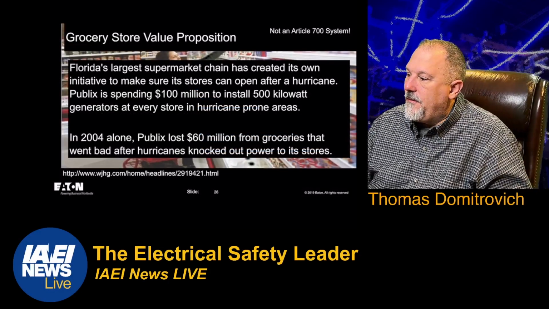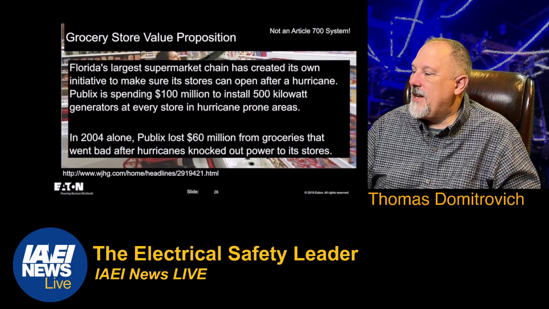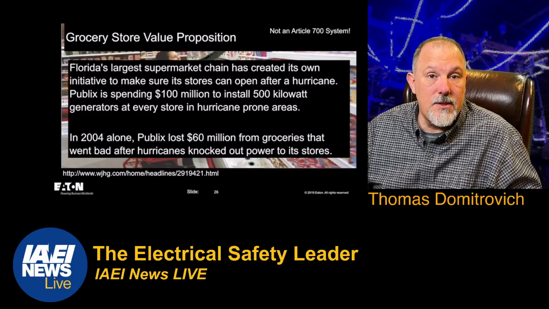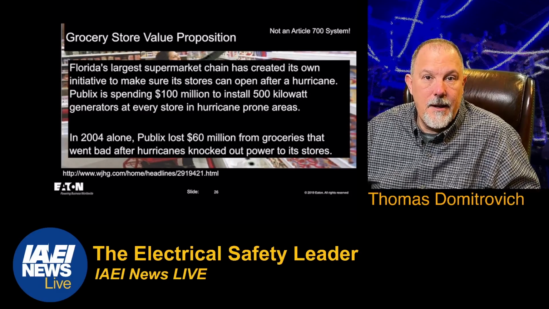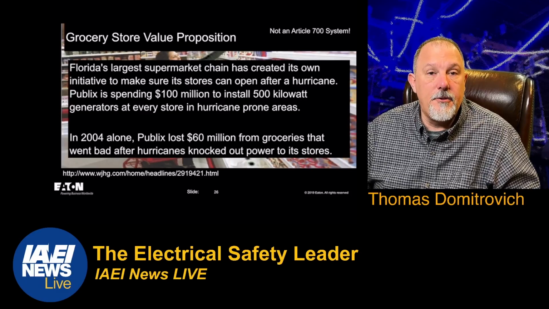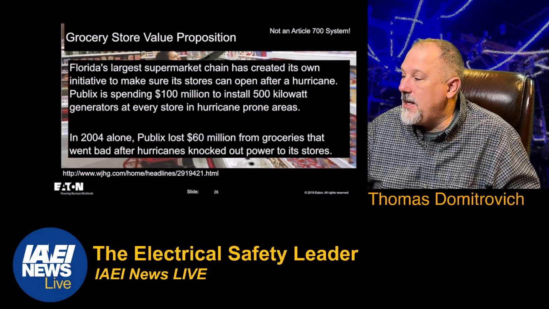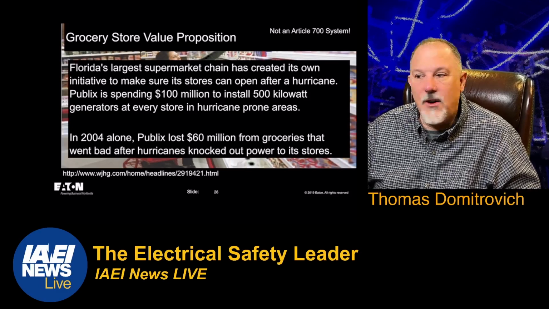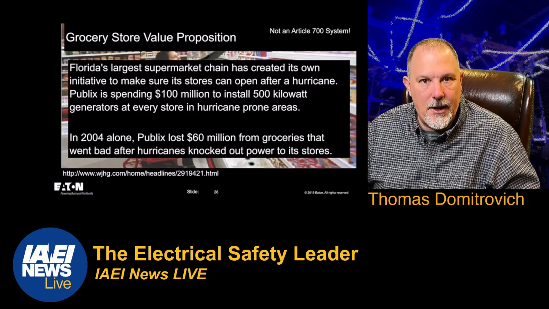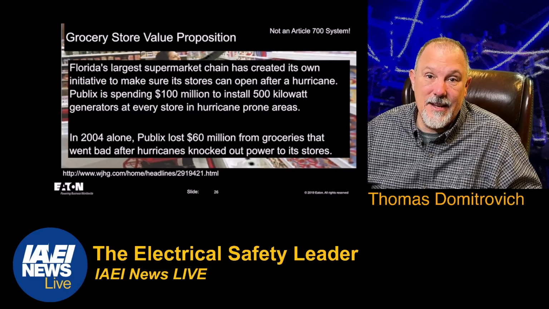Now, Florida's largest supermarket chain created its own initiative to make sure its stores can open after a hurricane. They realized the importance to the community and then the financial opportunity of being able to supply food and other supplies after a hurricane. They invested $100 million to install 500 kilowatt generators at every store in hurricane-prone areas. That is a significant investment and decision.